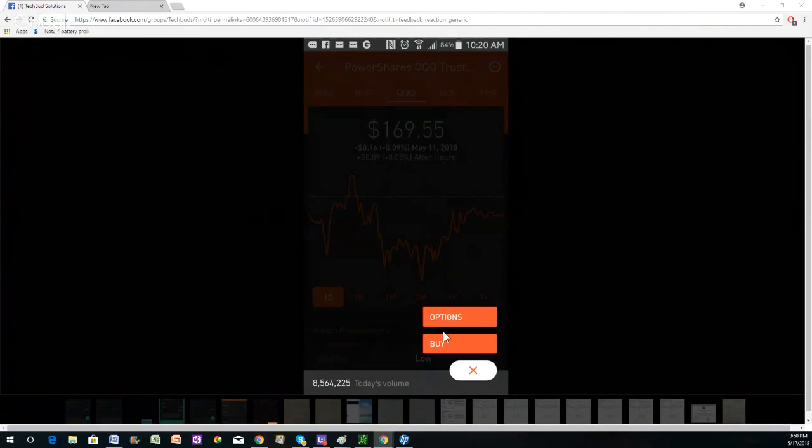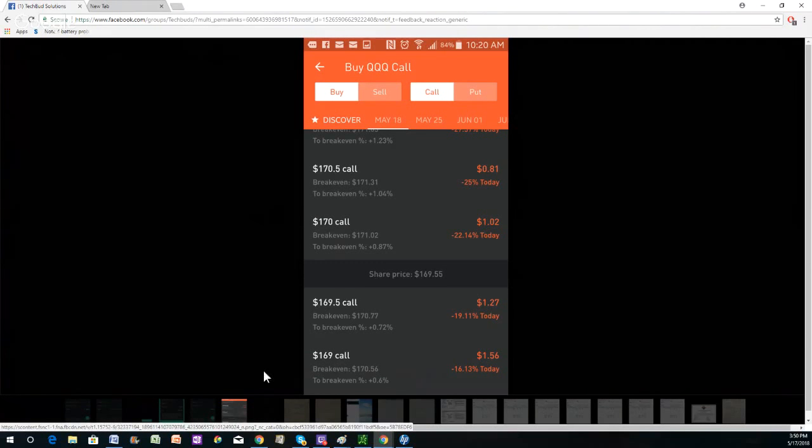Since Robinhood doesn't have options trading on the internet website, but only on mobile, I can only go over pictures to show you how. Once you click on the options, it will give you buy, sell, call, put, and these are the expiration dates of your option. And this is the price that you will predict that it will go up to.